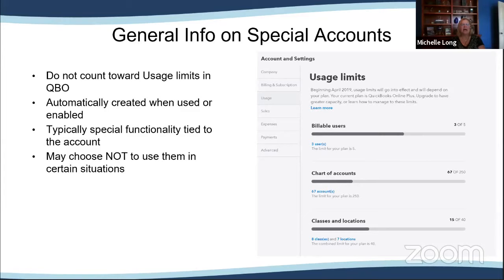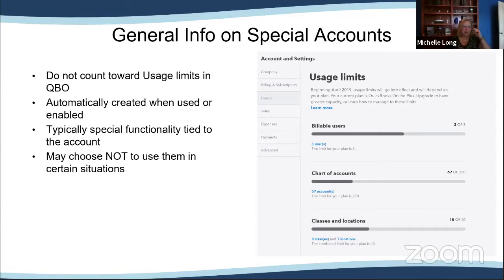Now, for these special accounts in QuickBooks Online, we have usage limits. You can see here in the middle one on the right, chart of accounts, you can have up to 250 accounts. The special accounts don't count as part of those usage limits, so that's something to keep in mind. We're also going to talk about situations where you choose not to use the special account, like with sales taxes. Dan and I are going to help you understand these special accounts and avoid some of the most common problems working with them.